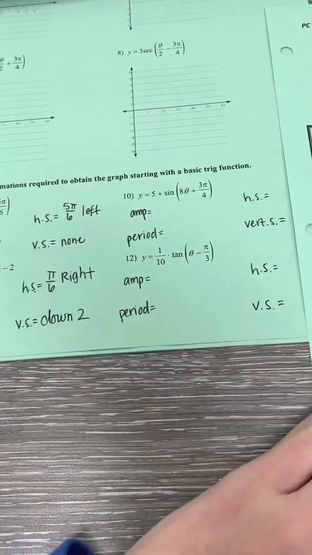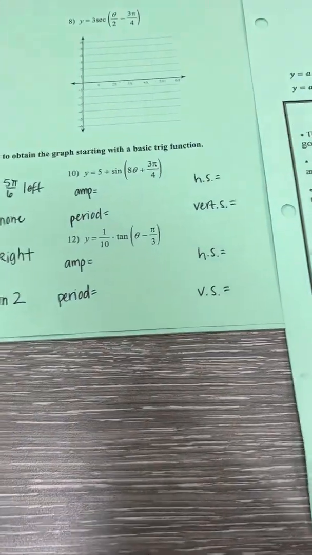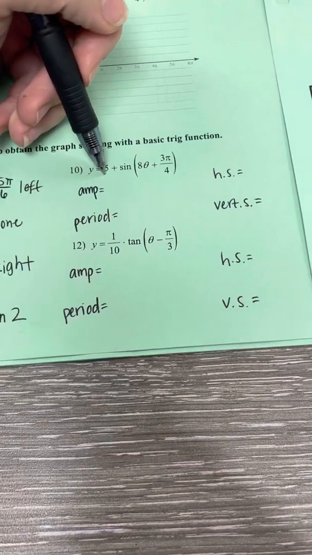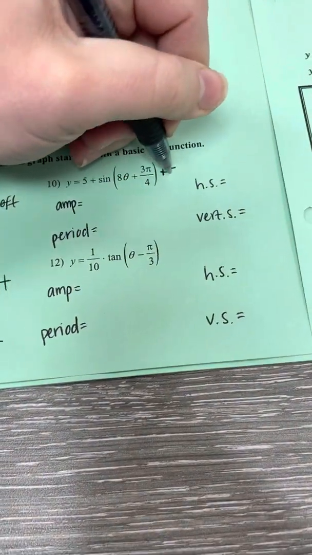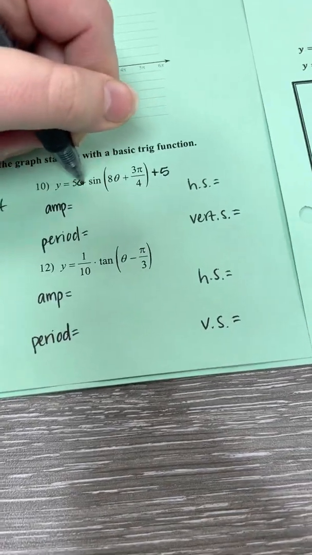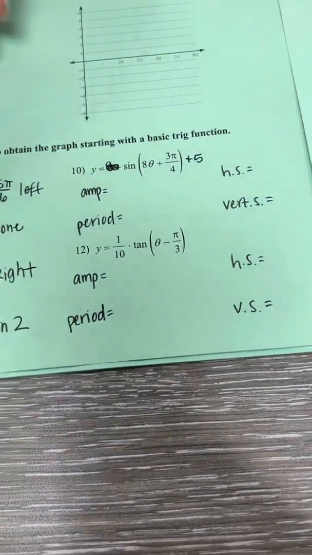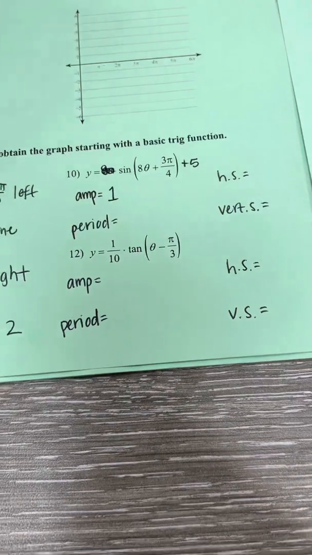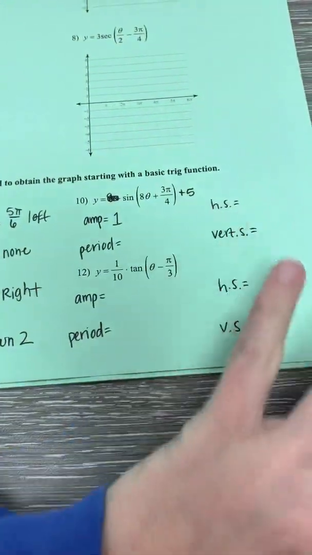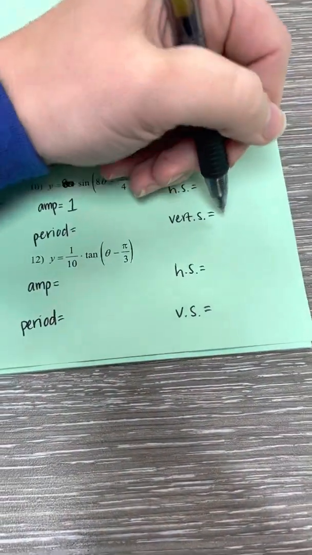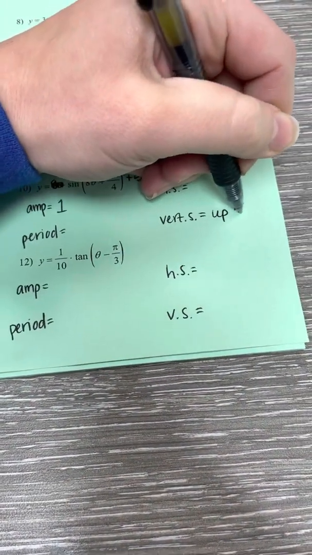All right, and then on to number 10. Be very careful when you see this because this is a 5 plus sine. So technically, I like to just move it over to the back and get it out of the way, so I'm not thinking like 5 sine. And because of that, the amplitude is just 1. Since it is a plus 5, we'll go ahead and write that as up 5 here.